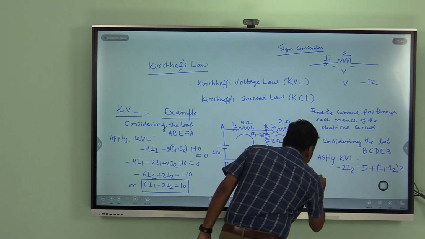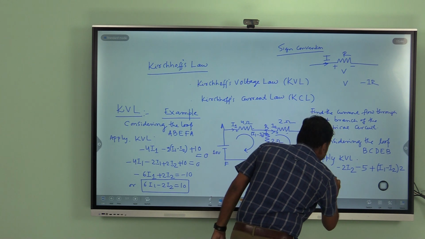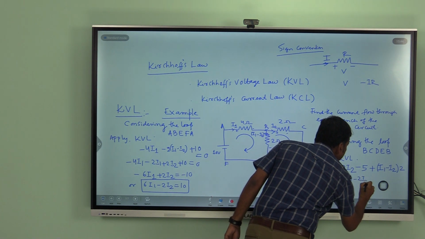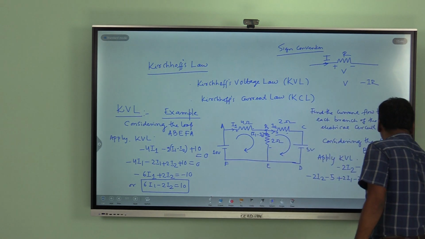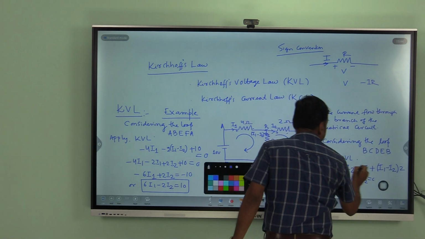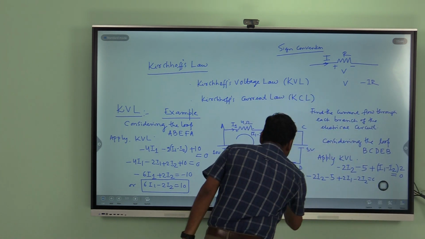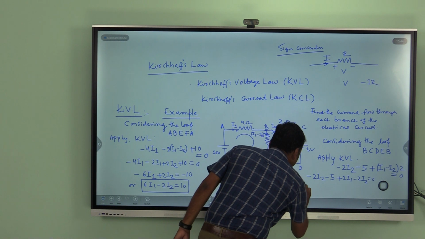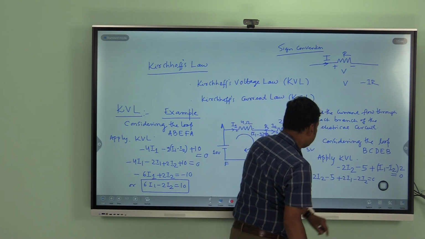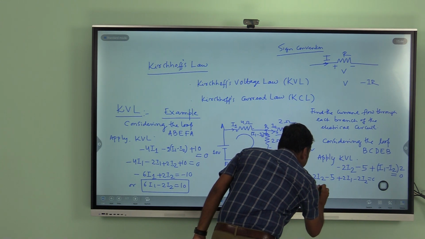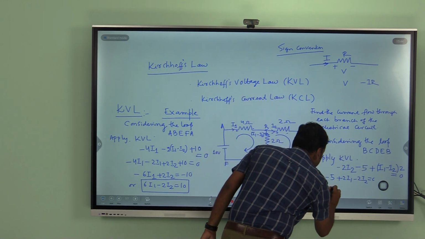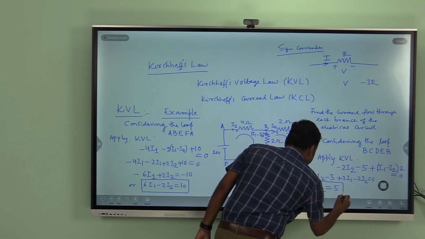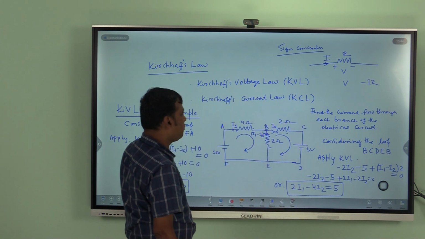Just simplify it: minus 2 I2 minus 5 plus 2 I1 minus 2 I2 equal to 0. Remember this is equal to 0, or 2 I1 minus 2 I2 minus 2 I2, that is minus 4 I2, minus 5. The 5 goes to the right hand side, it will be plus 5. This is the second equation. So, 2 I1 minus 4 I2 equal to 5.